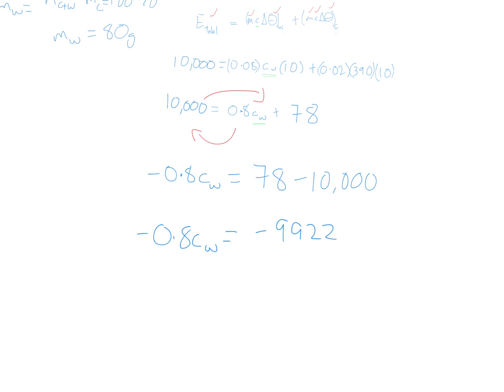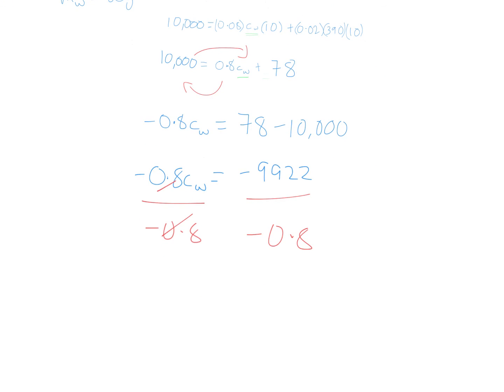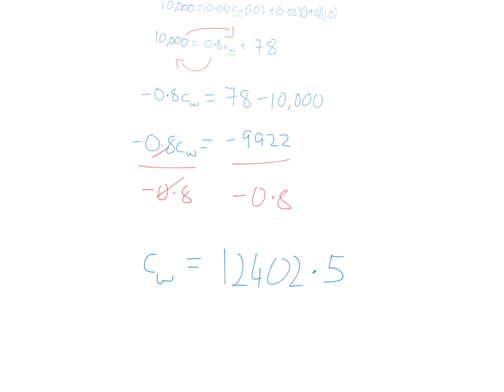Right now, all that we want to do is find actual CW. So to do that, we want to get rid of our minus 0.8 in front of it. The factor is minus 0.8 CW means it's minus 0.8 times CW. So the opposite of multiplying by minus 0.8 is dividing by minus 0.8. So let's divide both sides by minus 0.8. These will cancel on the left hand side, which was our plan, to give us 1 times CW. On the right hand side, 9922 divided by 0.8 gives us 12402.5. And a minus divided by a minus will give us a plus. Again, just do it in your calculator.